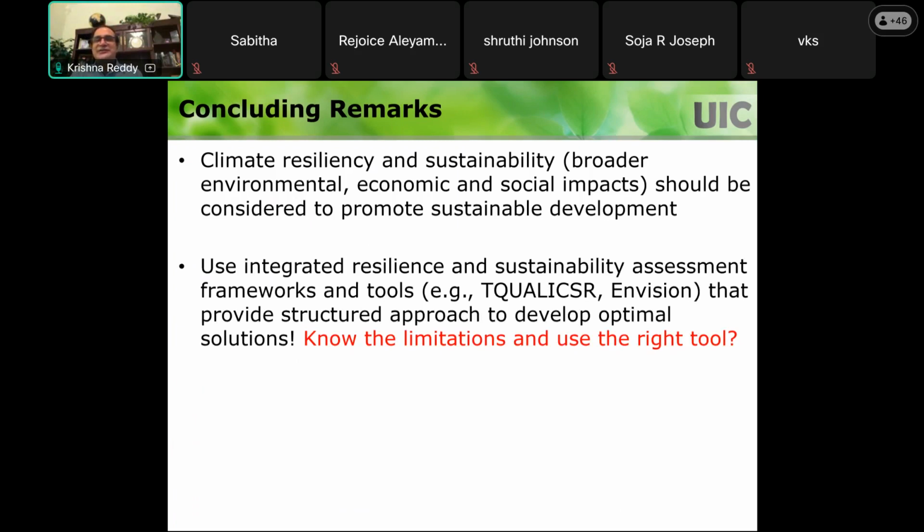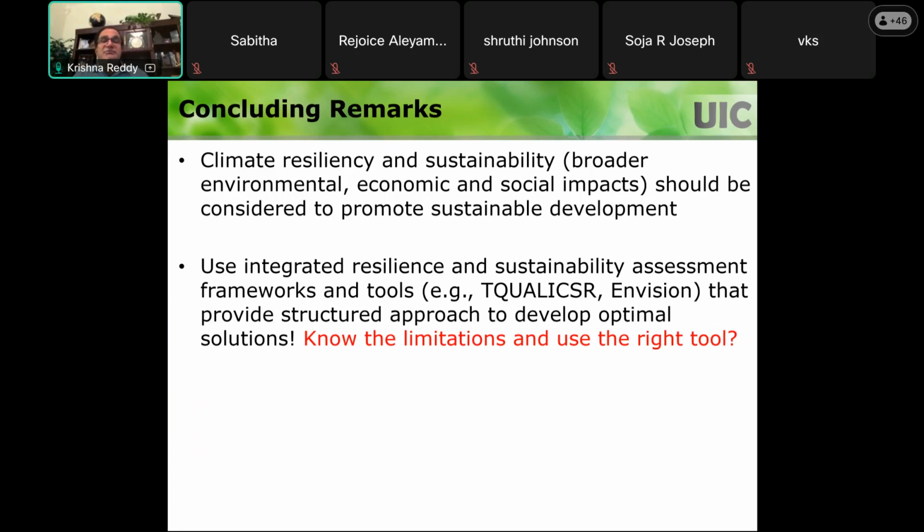I always see the papers using titles like "sustainable this" or "resilient that." Whatever they are doing, they're just adding these buzzwords. That's doing a disservice. We really need to think about how much we are doing, or what we are doing.